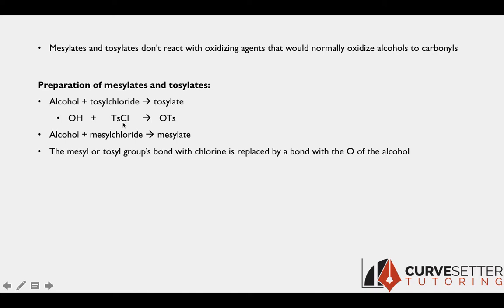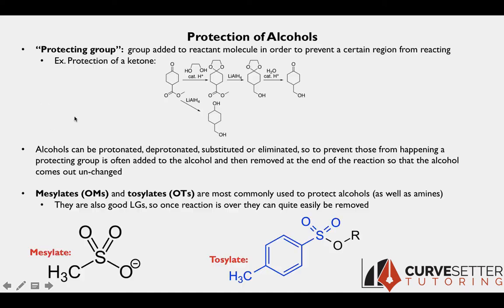That's a salt, and when this alcohol is deprotonated and this tosyl group comes in and bonds to the alcohol, then you have a tosylate. And the same is done for mesylate. You add alcohol plus mesyl chloride, that's a salt, and you generate a mesylate with the oxygen of the alcohol bound to the group from this salt. So essentially the mesyl or tosyl group bonds with chlorine in that ionic salt, and gets replaced by bonding the mesyl or tosyl group with the oxygen of the alcohol.